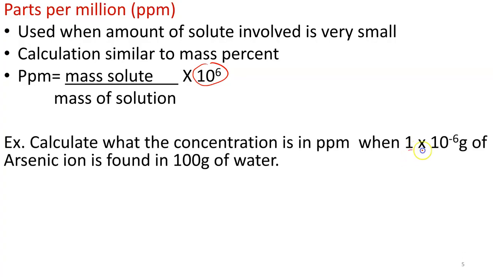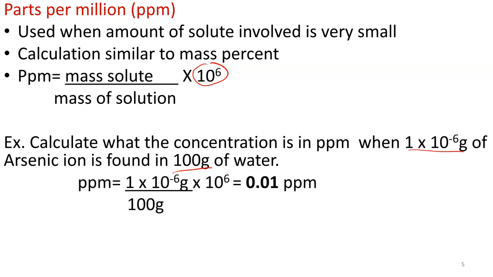Notice 1 times 10 to the negative 6 grams, a very, very small number compared to the 100 grams of water you have there, right? So our parts per million for this is going to be 1 times 10 to the negative 6 divided by that 100 times a million, which gives you 0.01 parts per million. The alternative would be 0.012341. If we did it as mass percent, we'd get this. So really the only reason we do this is because this looks a little better than this. That's really the long and short of it.